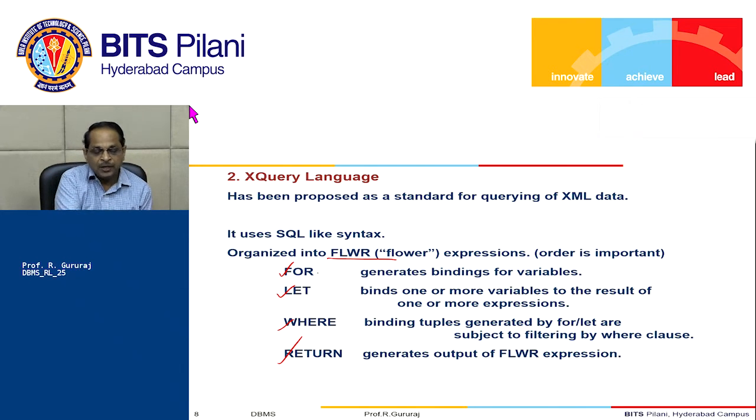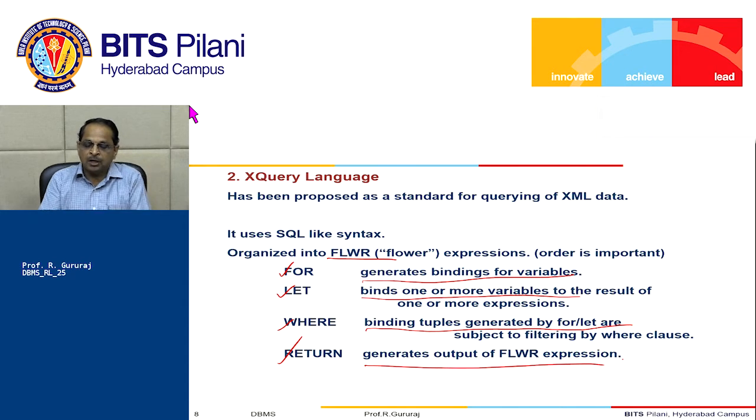F stands for the for clause, L stands for let, W stands for the where clause, and R stands for the return clause. What does the for clause do? It generates bindings for variables. The let clause binds one or more variables to the result of one or more expressions, XPath expressions. The binding tuples generated by the for and let are subject to filtering by the where clause. And the return clause generates the output of the flower expression. Here, the XQuery syntax or expressions internally use XPath expressions.